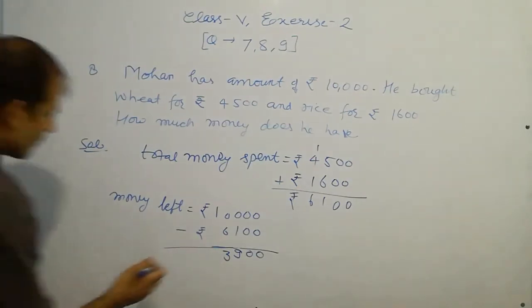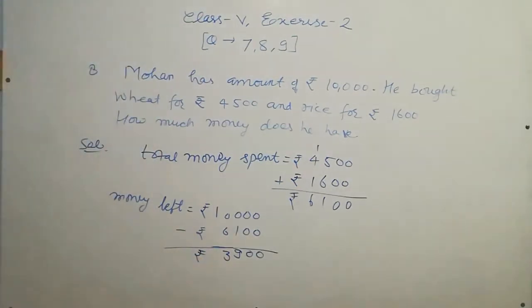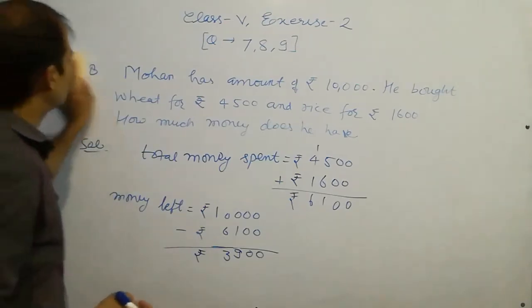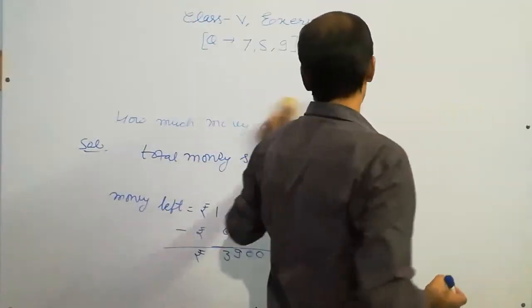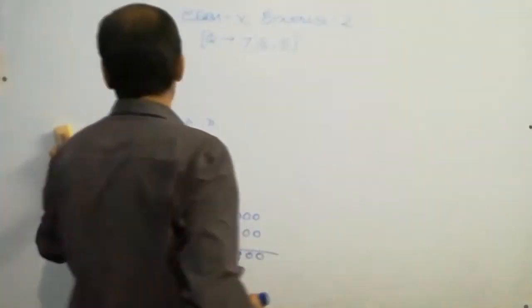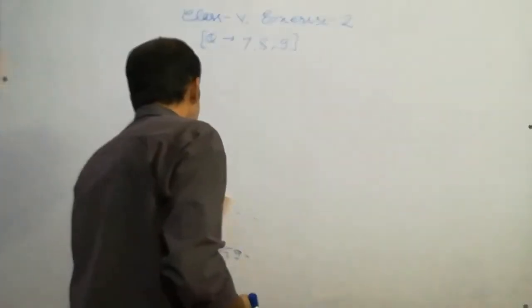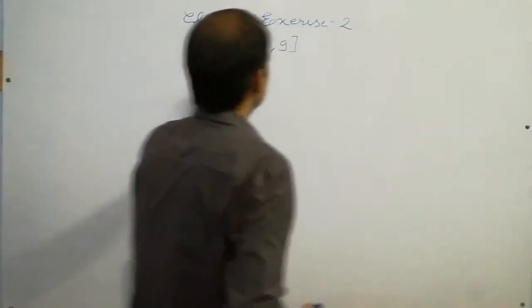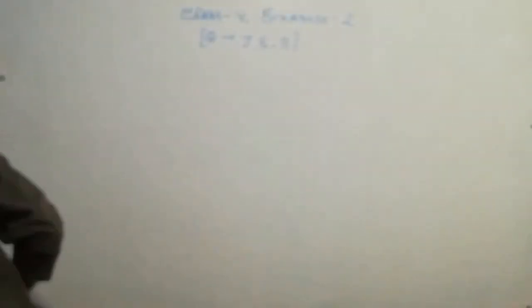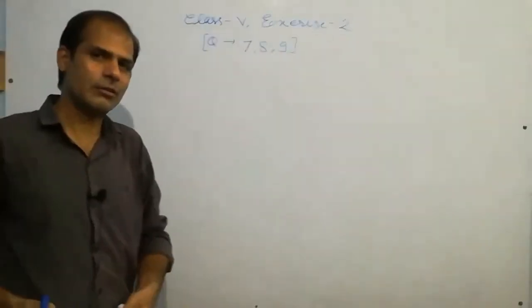So finally Mohan will have rupees 3900, and this is the answer of question number 8. So this is the case of both addition and subtraction. So be careful. Now last question, question number 9. Do practice regularly. You have to maintain a rough notebook for regular practice. Otherwise, the easier questions will be difficult for you.